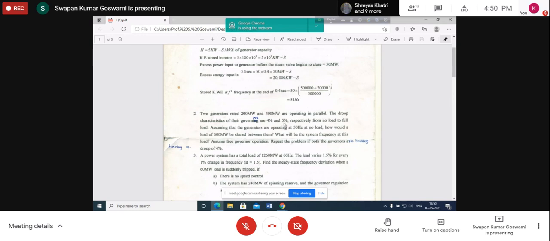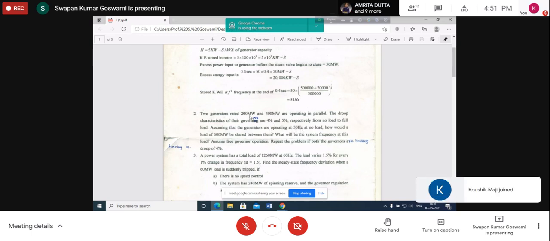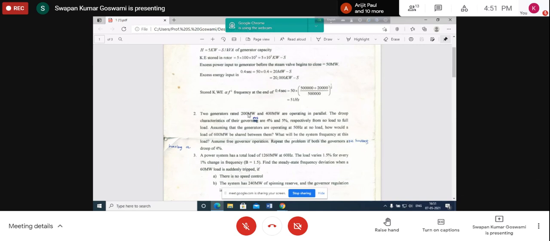How do we define regulation? It is the change in frequency from no load to full load expressed as a percentage of the rated frequency. So what is the rated frequency? It is given as 50 hertz at no load condition. This is said to be the rated frequency. Now, group is 4% for the first generator. This means 4% of 50 hertz, that means 2 hertz is the change in the frequency of the first generator when the change in the load is equal to the rated capacity, that is, from no load to full load.